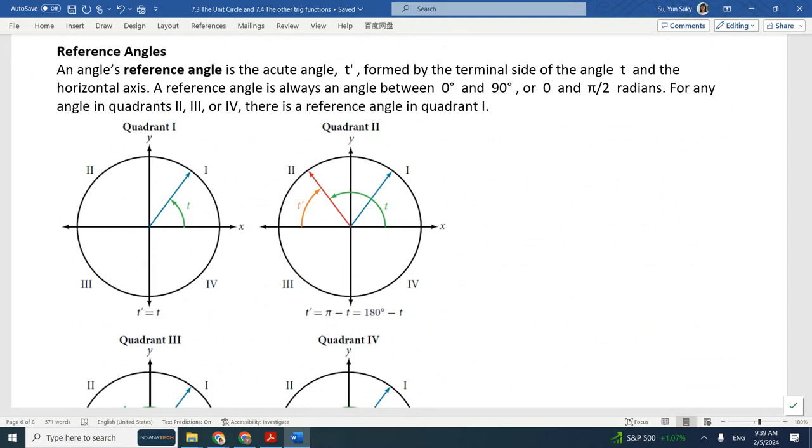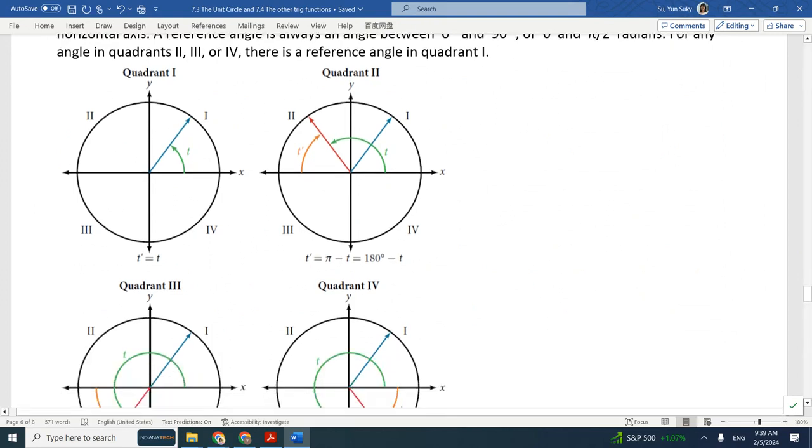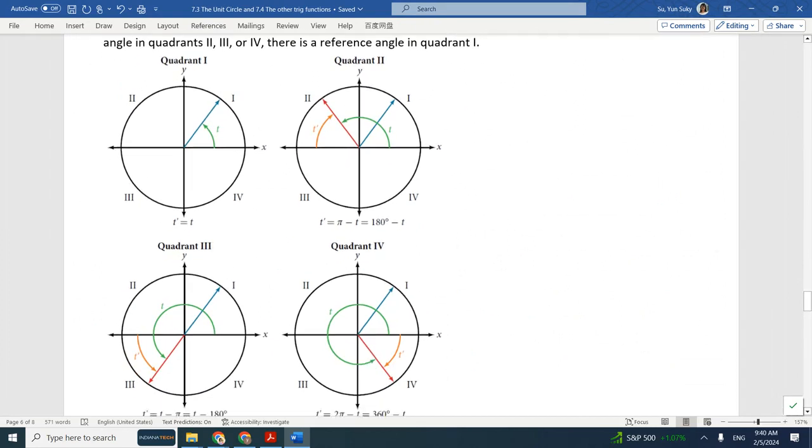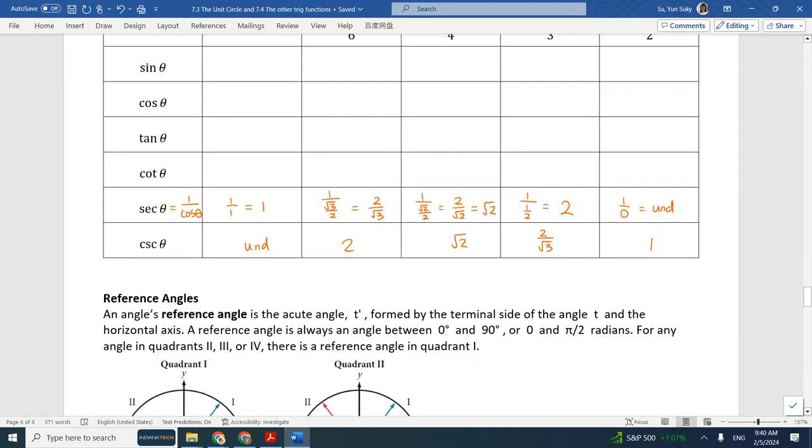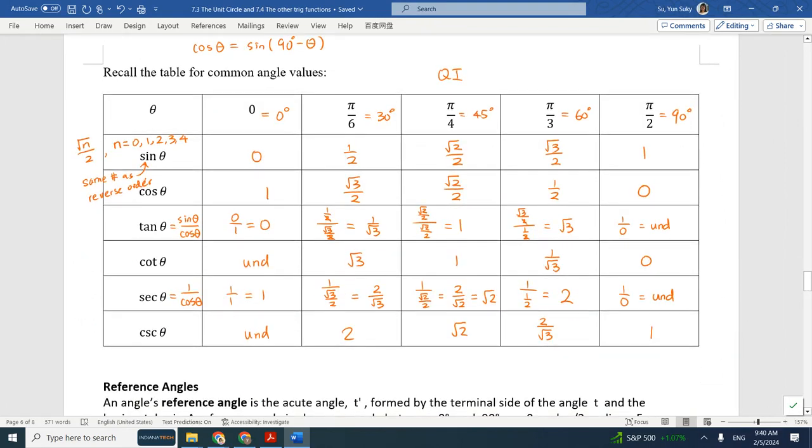For any angle in quadrant 2, 3, or 4, there is a reference angle in quadrant 1. So therefore, if we can relate the angle in other quadrants and the angle in quadrant 1, then we can use the values we know in quadrant 1. We know all the values in quadrant 1. The unit circle, the x-coordinate is the sine theta. The y-coordinate is the cosine theta. But how about the rest?